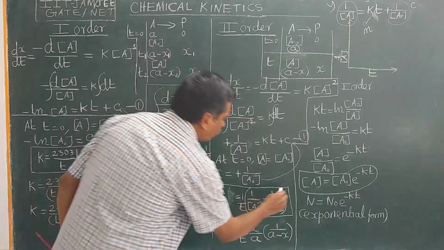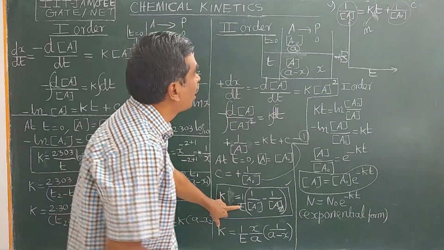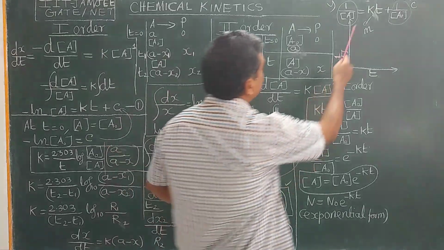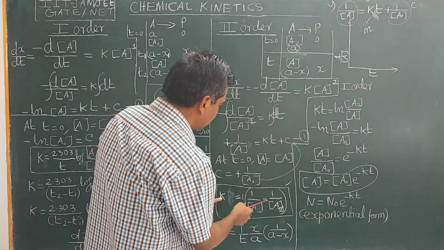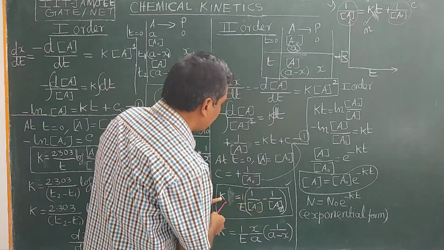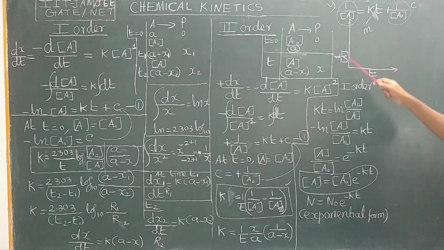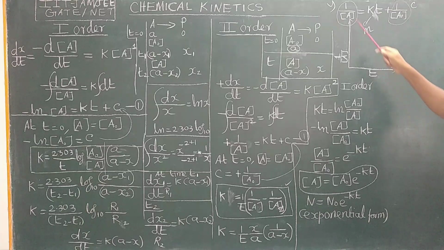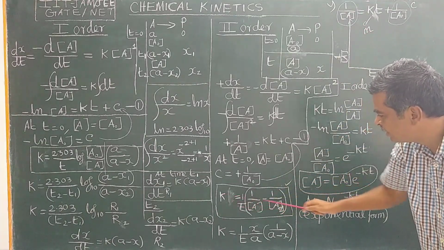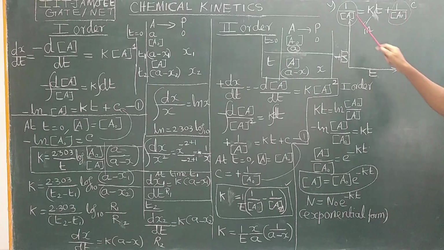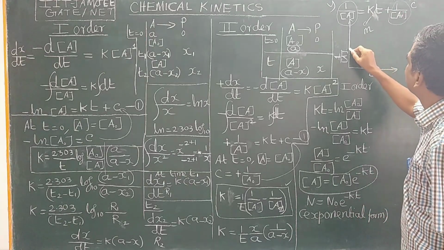This is the equation you know. I am rearranging this, bringing in Kt here and plus 1 by A naught here, so that 1 by A is plotted against t. Therefore, 1 by A equals Kt plus 1 by A naught. Now, this expression is nothing but a linear straight line equation, y equals mx plus c. 1 by A is y, t is x, K is m, and 1 by A naught is the intercept. Therefore, the curve will be like this.